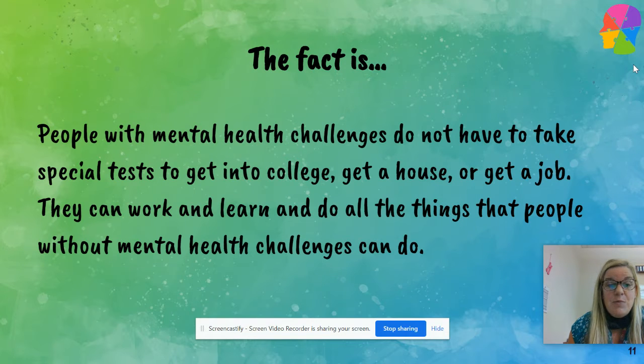The fact is, people with mental health challenges do not have to take special tests to get into college, to get a house, or to get a job. They can work and learn and do all the things that people without mental health challenges can do. And the reality is, depending on what job or college you're getting into, everybody has to take tests once in a while, right? If you want to be a police officer, you have to go through the proper steps, right? Which might involve taking some tests. Everybody has to do that. Nobody is singled out.